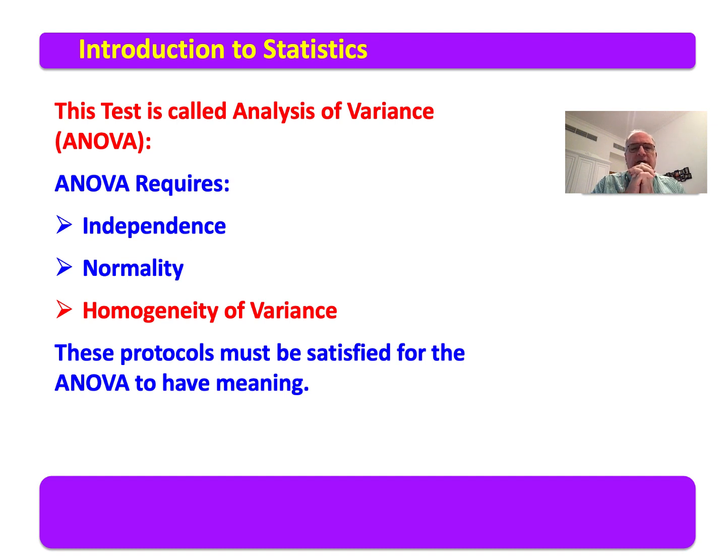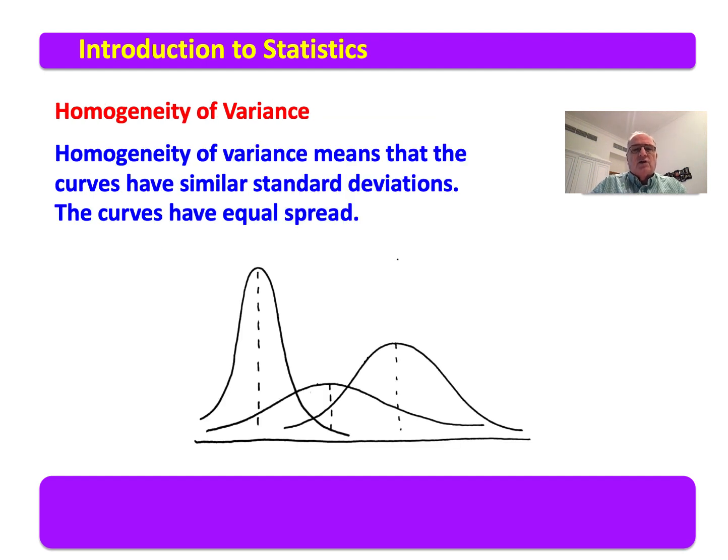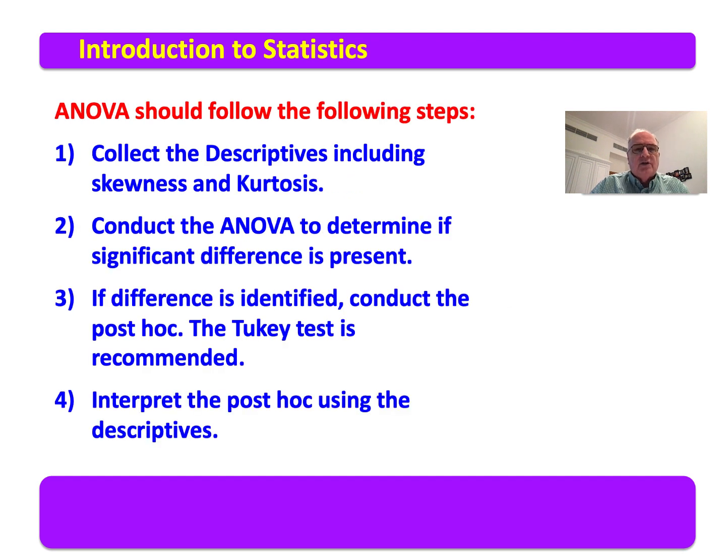Homogeneity of variance means that the curves have the same size standard deviations. In other words, we don't have something like this, one with a narrow standard deviation, one with a big wide standard deviation, and one with a somewhat normal standard deviation. In other words, the curves look somewhat similar in how they are distributed.